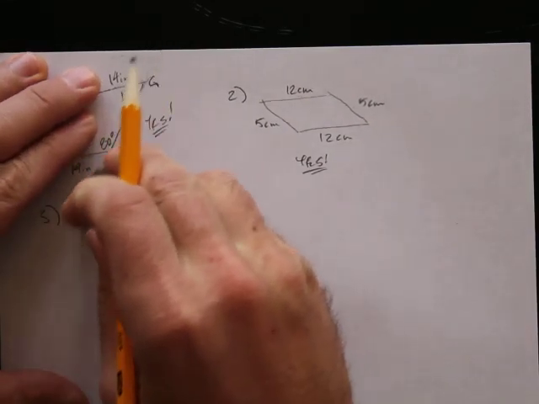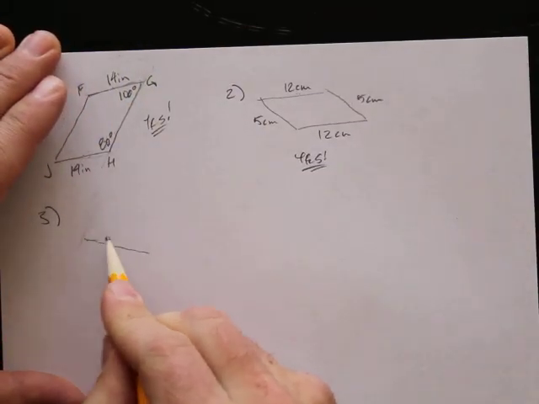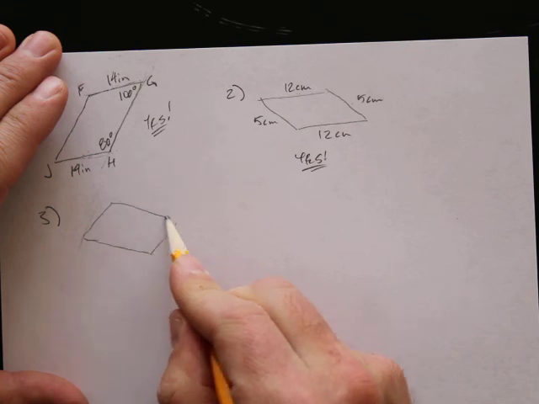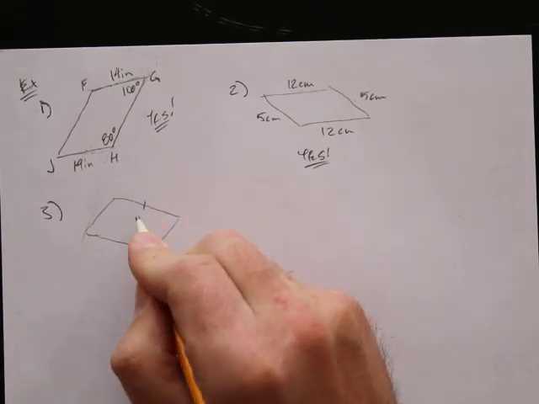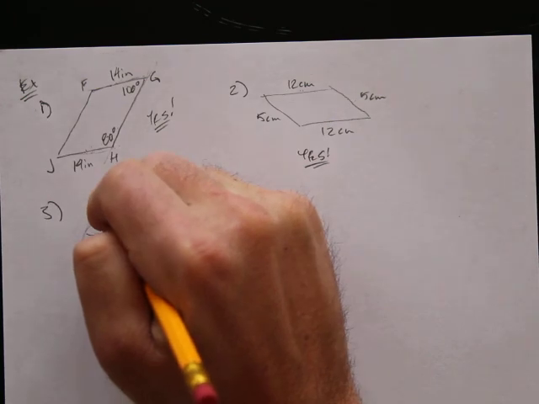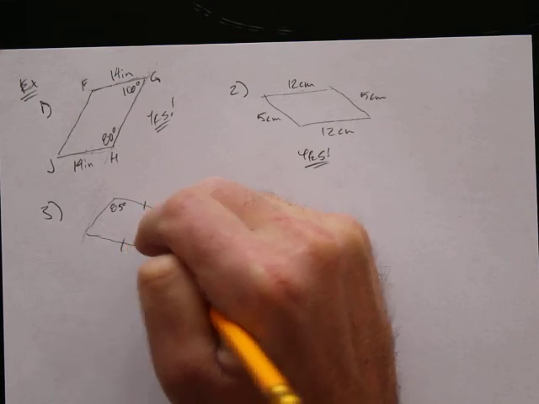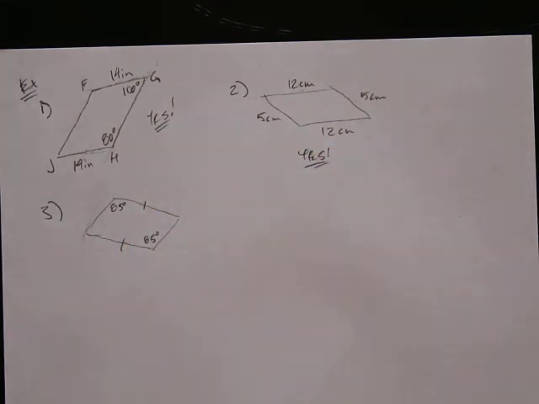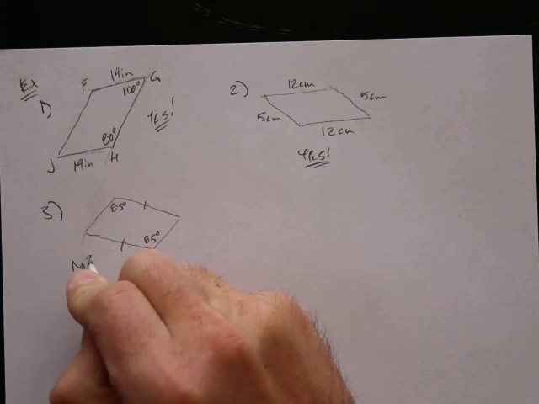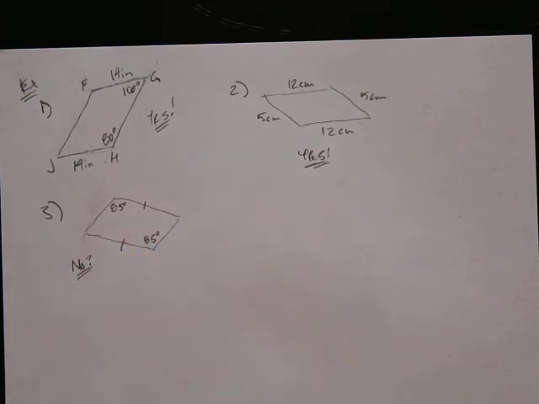Oh, let me draw it so it looks a little bit more like a parallelogram. Okay, these sides are congruent. This angle here is 85 degrees, and this angle here is 85 degrees. Is this a parallelogram? Now, in the book, this says no. No, it's not a parallelogram.